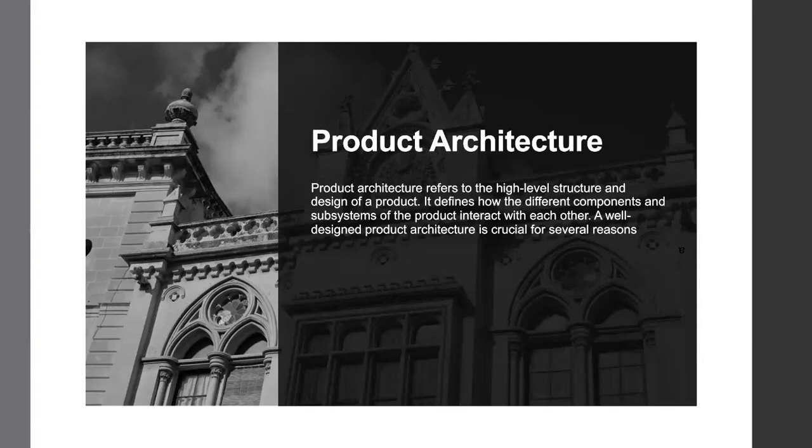So the next thing we're looking at is the product architecture. Product architecture refers to the high-level structure and design of a product. It defines how the different components and subsystems of a product interact with each other. A well-designed product architecture is crucial for several reasons. So this actually speaks about how the product development procedures interact with each other. Every component has a way to interact with each other.